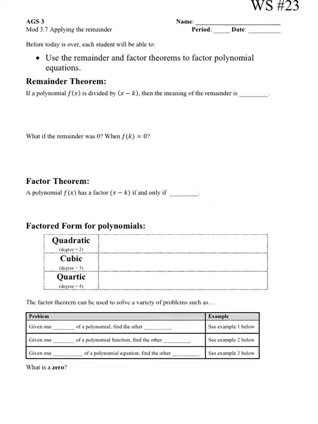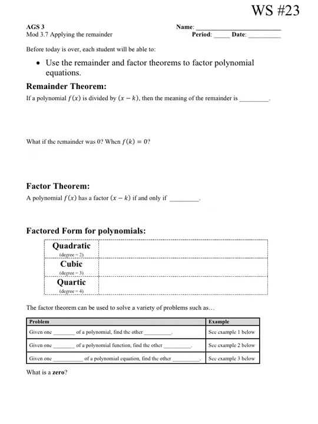Today we're going to be talking about the remainder theorem. That's the big thing. So this topic today is called applying the remainder. So if we start, we have a polynomial f of x. It's divided by x minus k. So there's our divisor. Then the meaning of the remainder is this. f of k equals r. All right, that would be our remainder.